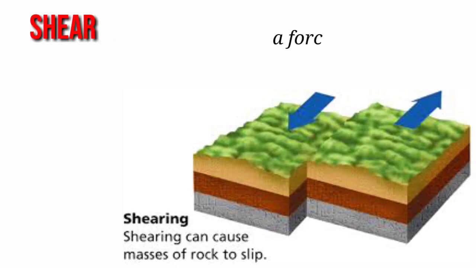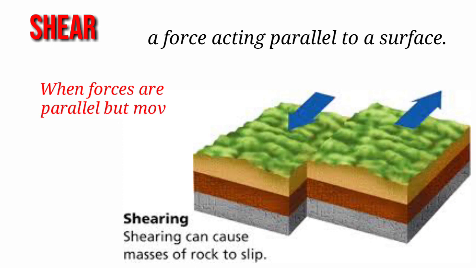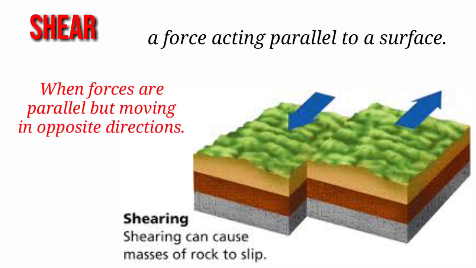Shear, however, happens when a force acts parallel to a surface. When forces are parallel but moving in opposite directions, shear stress occurs. This is the most common stress at transform fault boundaries.